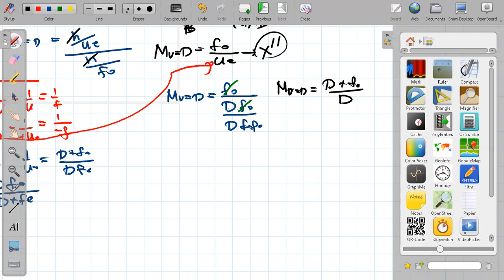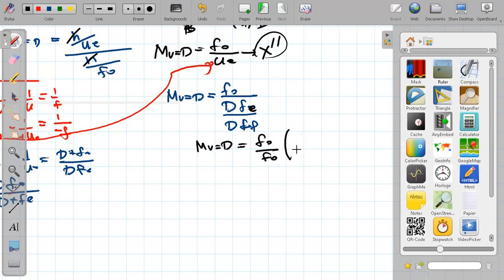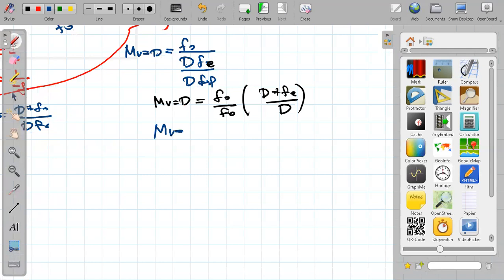Oh no, I made a big mistake. I made a terrible mistake. It is Fe, not F naught. So it's going to be like this. M equals F naught over Fe times D plus Fe over D. Write carefully, F naught and Fe.